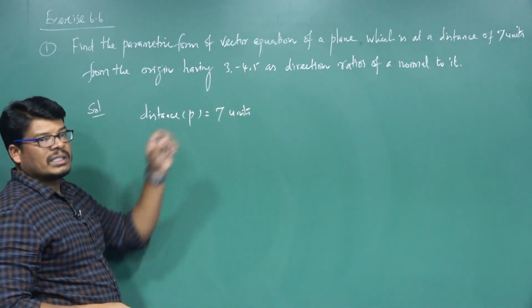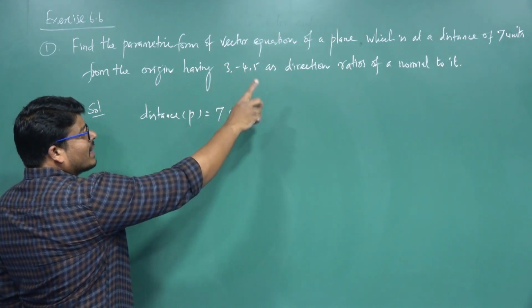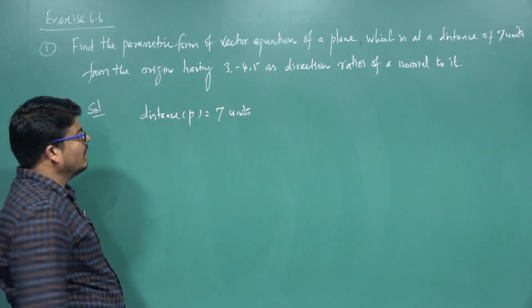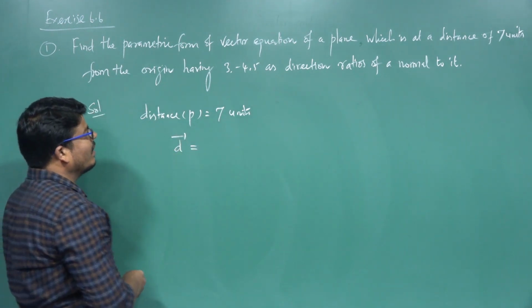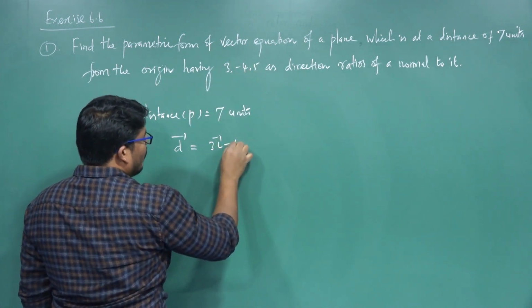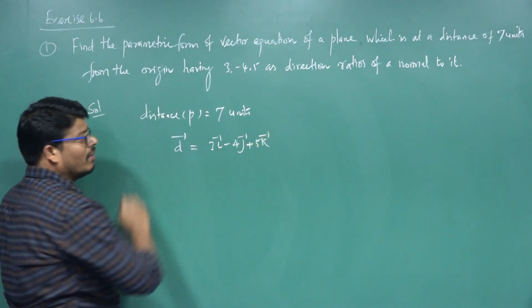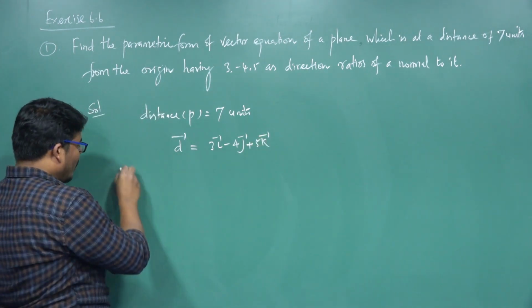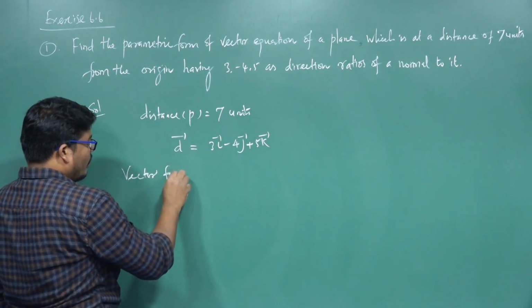Distance is 7 units, and 3, minus 4, 5 is the direction ratio of the normal. That is, the d vector is the normal vector. Now write it in vector form: 3i vector minus 4j vector plus 5k vector is the normal vector.